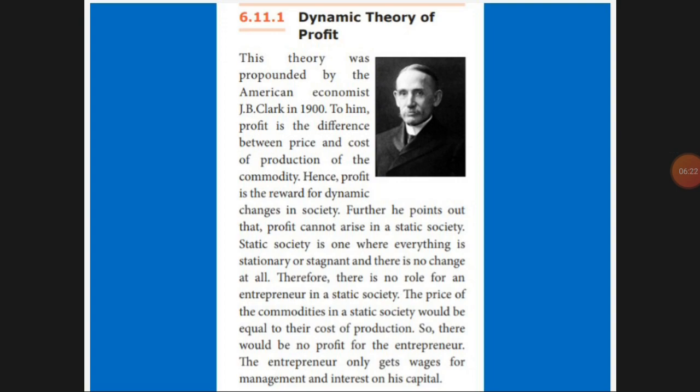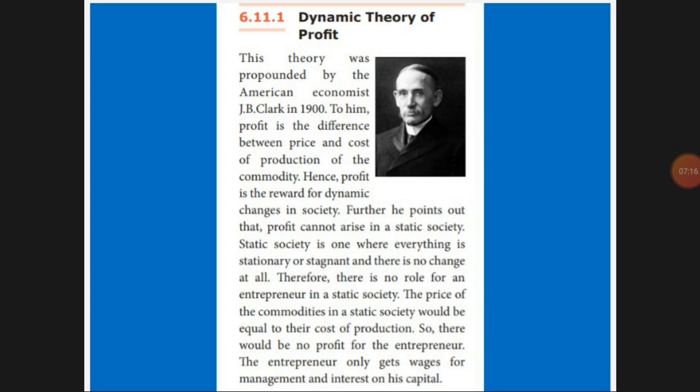So according to the economist J.B. Clark, the profit will be determined according to the dynamic change in the society. The reward for profit is the dynamic change in the society. If there is no change in the society we are living in, if it's stagnant, then your profit also will be stagnant. That's what he wanted to tell: if your society is changing, with dynamic changes, then your profit also will increase. If it's stagnant, your profit also will be stagnant. Further he explains, changes are permanent. In Tamil we say, the only thing that doesn't change is change; likewise, changes are permanent.